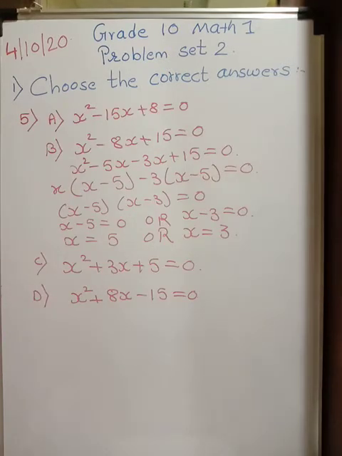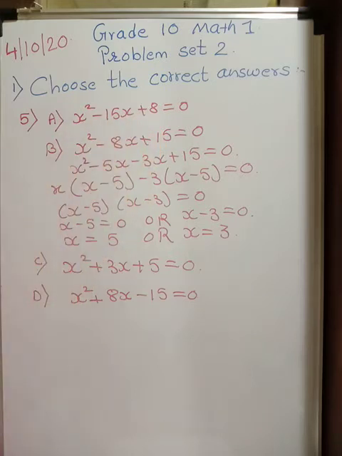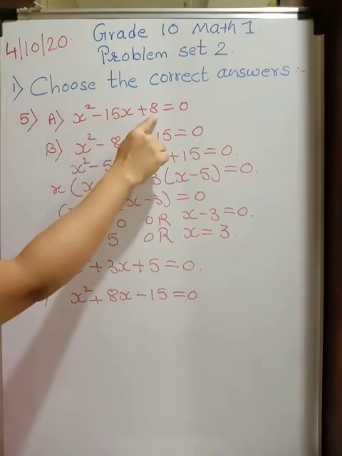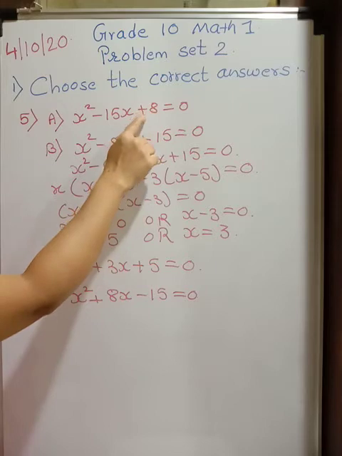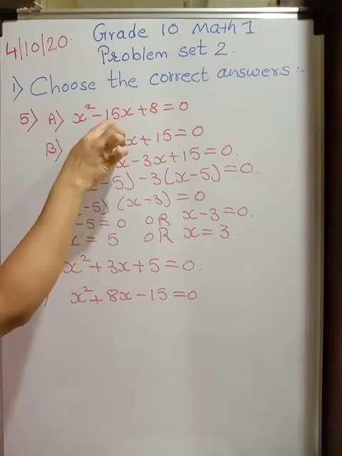Now look at question 5. Which of the following quadratic equations has roots 3 and 5? See students, during factorization you need to ask questions. Tell two numbers whose product is 8 and addition is minus 15. Or say only numbers if you consider 15.